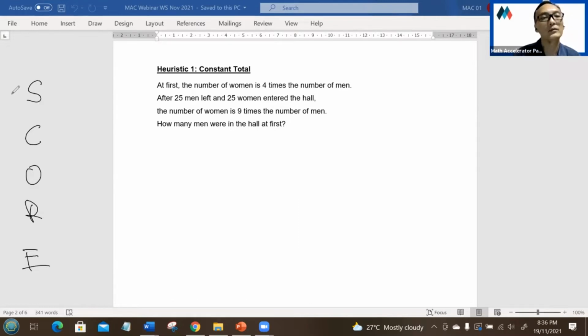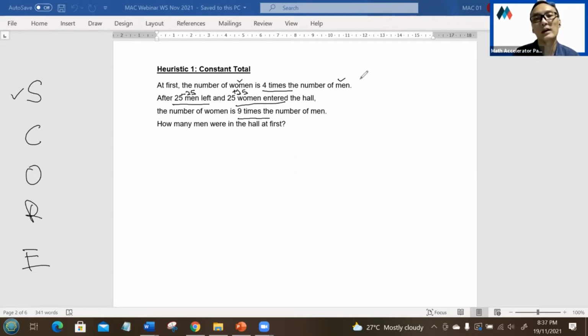Then we have to check for keywords. Here we have a comparison between the women and the men, which is 4 times. Next, we were told 25 men left. That means we have to minus 25 from the group of men, and 25 women entered, which tells us that we need to add 25 to the number of women. Then the number of women is 9 times the number of men. So this is a comparison of the end.